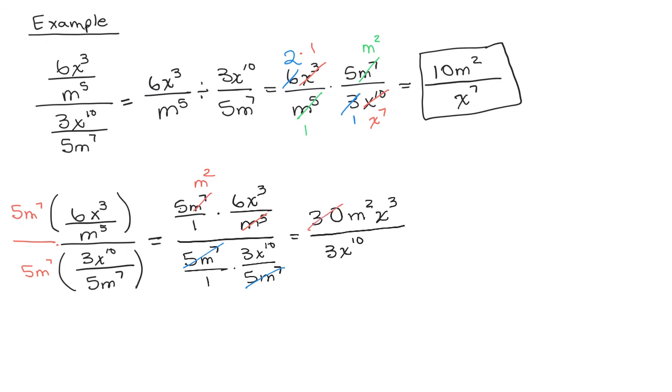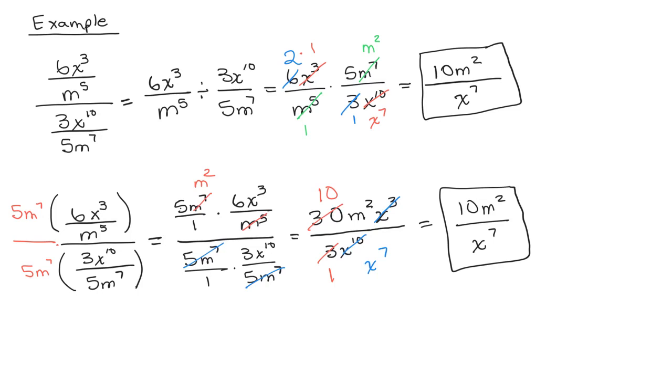My numbers could cancel. 30 over 3 is just going to give me a 10. And I have more x's in the denominator, so I subtract 10 minus 3. This will give me an x to the 7th in the denominator. So my final answer here, I've got 10 times m squared, and in the denominator, I have x to the 7th. Same answer, 2 different methods.